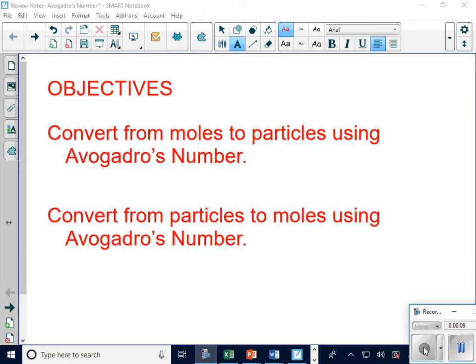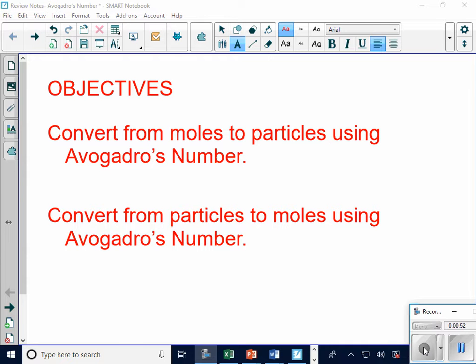Today, we are going to have a discussion about converting using Avogadro's number. So, ladies and gentlemen, our objectives are to, number one, be able to convert from moles to particles using Avogadro's number. Our second objective is the vice versa of that, to convert from particles to moles using Avogadro's number. So we're going to go two different ways. We're going to go from moles to particles, particles to moles.